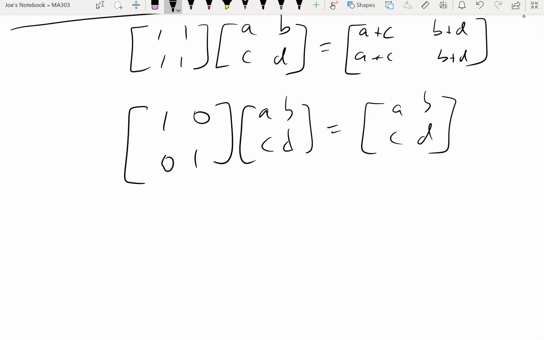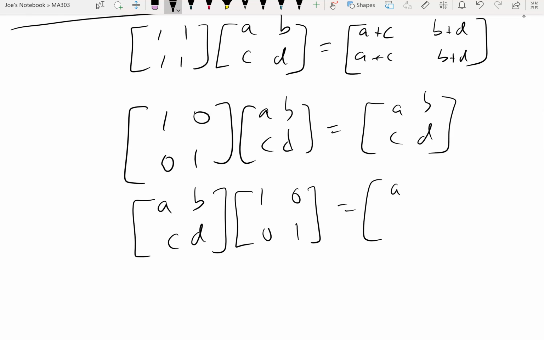But with matrix multiplication, we have to be careful because we also know that multiplication doesn't necessarily work both ways, right? We want this identity matrix to work on both sides. So we should also check that we get the other way around, which in this case we do. So if I take A, B, C, D, and multiply by 1, 0, 0, 1, I really do get the same thing back again. We want this identity to work on both sides, and we have it, especially when it's square. We want this two-sided identity idea. So it does work on both sides.